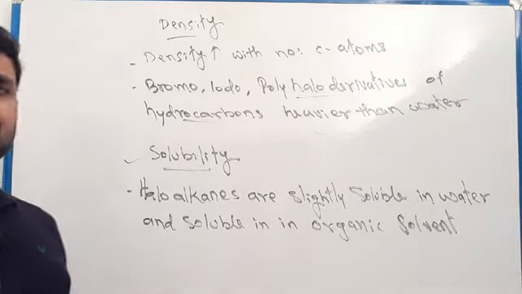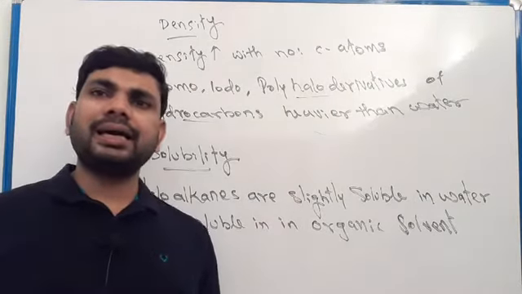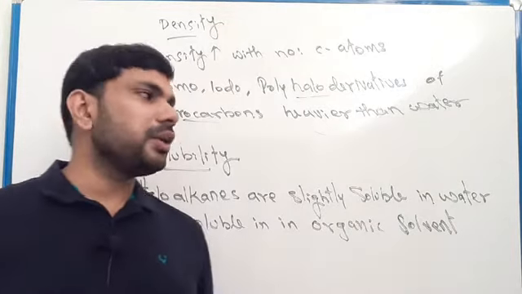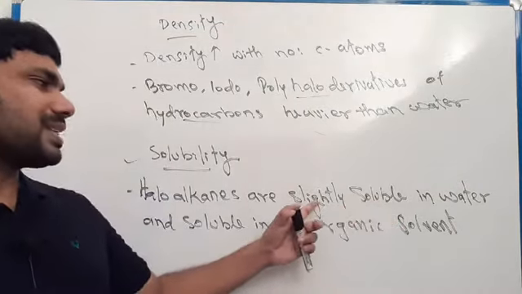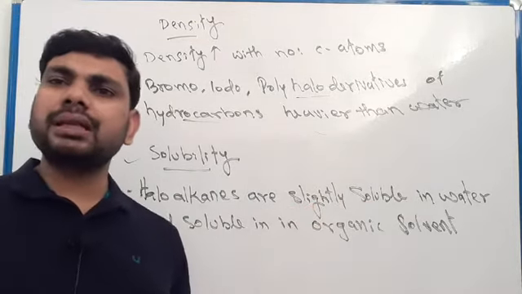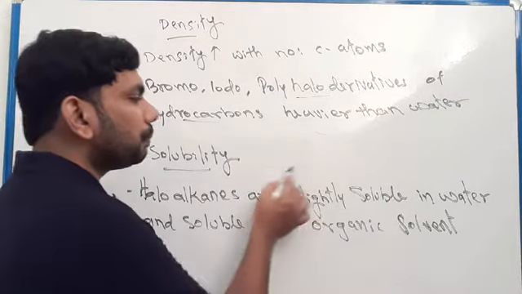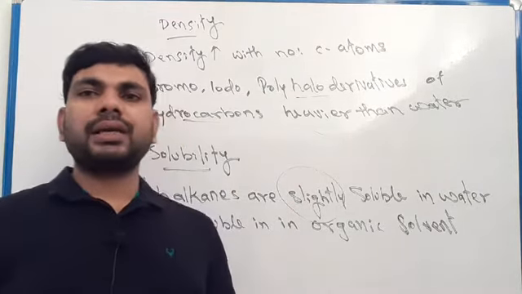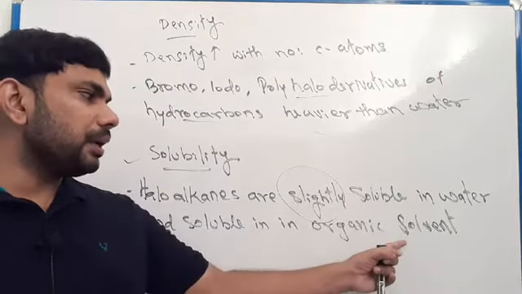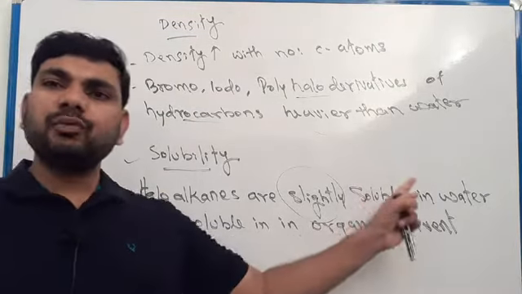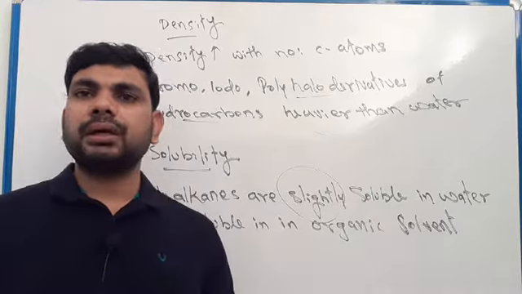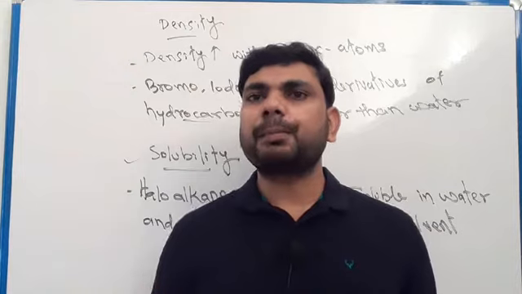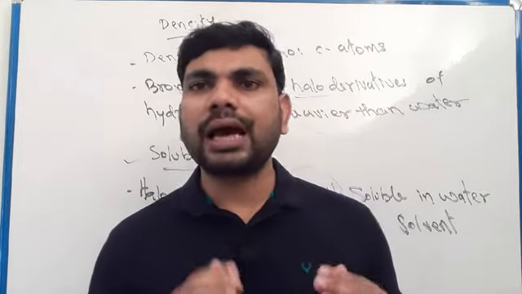Here haloalkanes, alkyl halide or haloalkane, are less soluble in water. Solubility in water: slightly soluble, not completely soluble, but they are soluble in organic solvent. Alkyl halides are soluble in organic solvent, but in water slightly soluble. Okay, so these are the things we have to discuss about physical properties of haloalkanes or haloarenes.